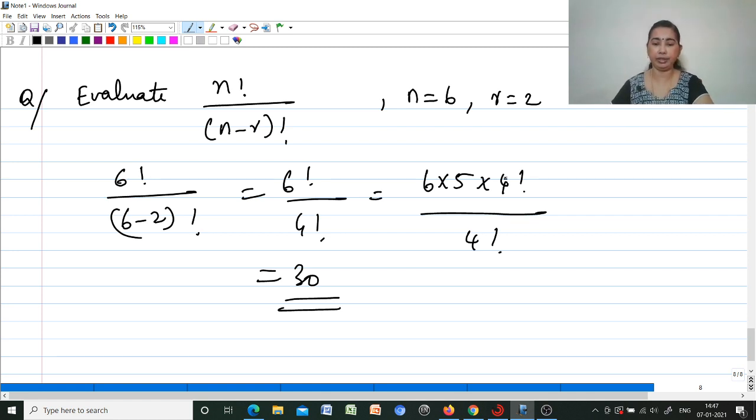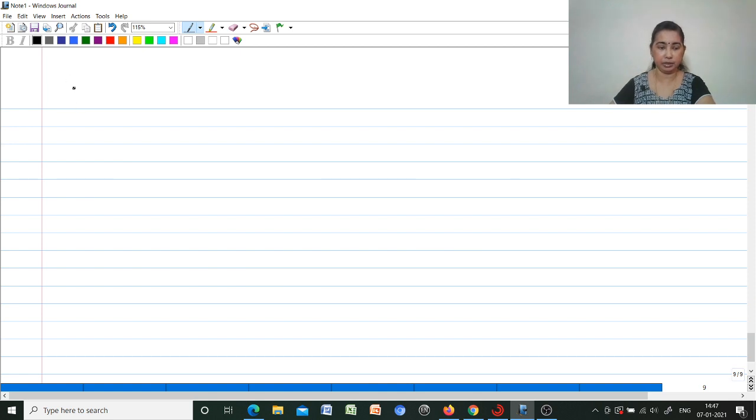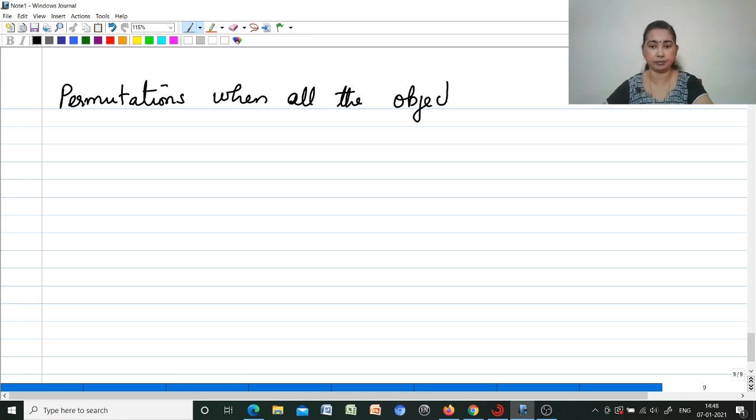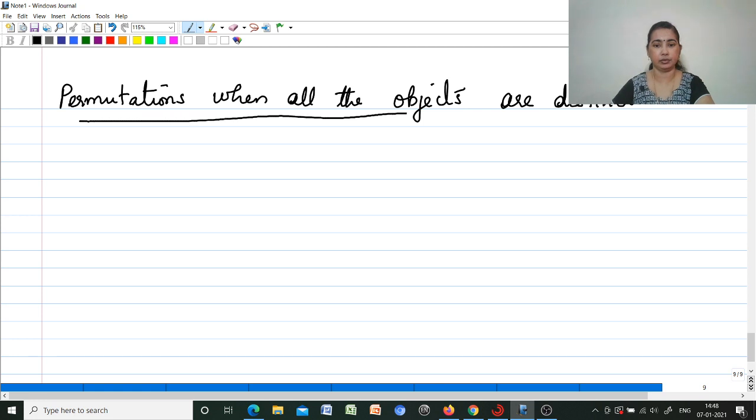Now, we have to find how to find out the permutation when all the objects are distinct. We are moving on to permutations. Permutations when all the objects are distinct. So for that there is a theorem related to that.